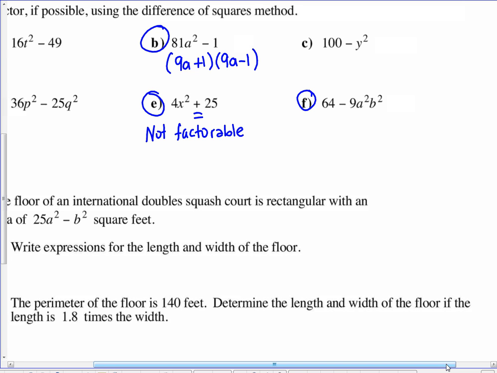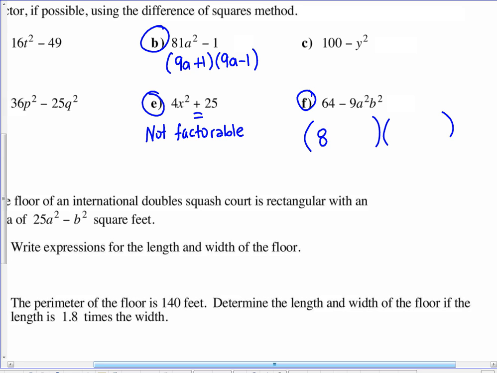Okay, pardon me? Wait, so is it completely not factorable? Yeah, completely non-factorable. Nope, it's not factorable. There's no GCF. Okay. So the last one, what would it be?